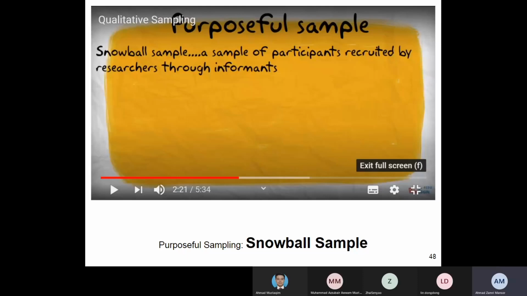A snowball sample is a sample of participants recruited by researchers through an informant. The informants recommend, among his or her network, possible new informants that can contribute to the research.